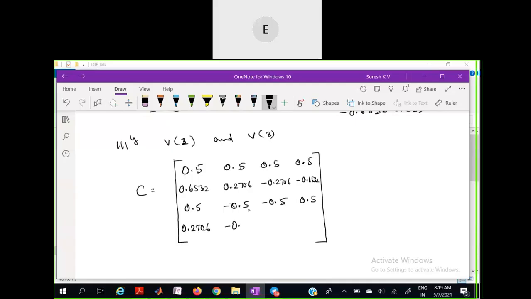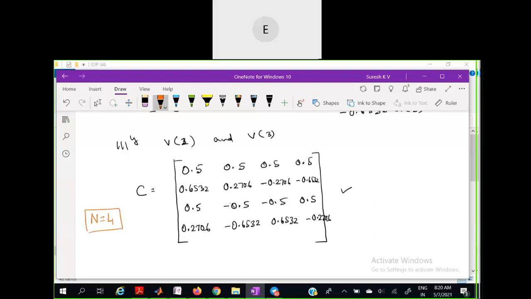minus 0.6532, 0.6532, minus 0.2706. Okay, so this will be the discrete cosine transform matrix for n equal to 4. This is for n equal to 4.